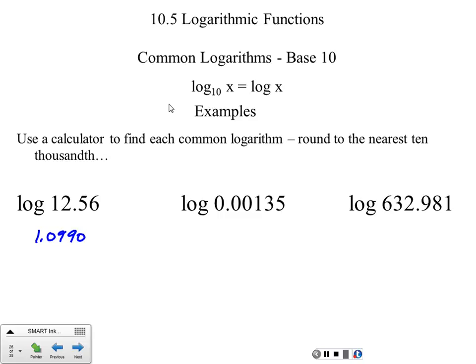Alright, so try all of these. Make sure you can do this in your calculator. And if you've got it, you know that you've got it in your calculator, find the one on the test that matches. So this one's going to be -2.87. -2.8697.